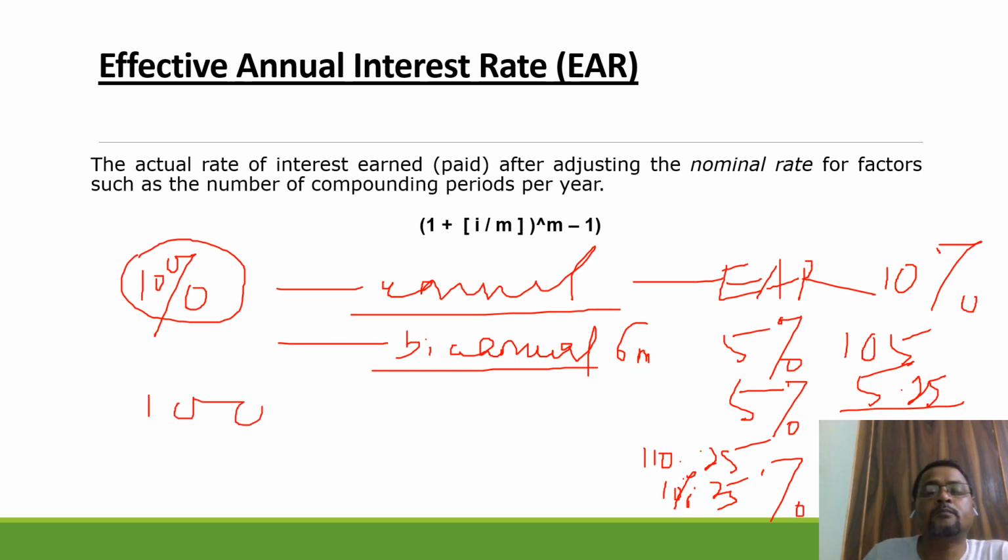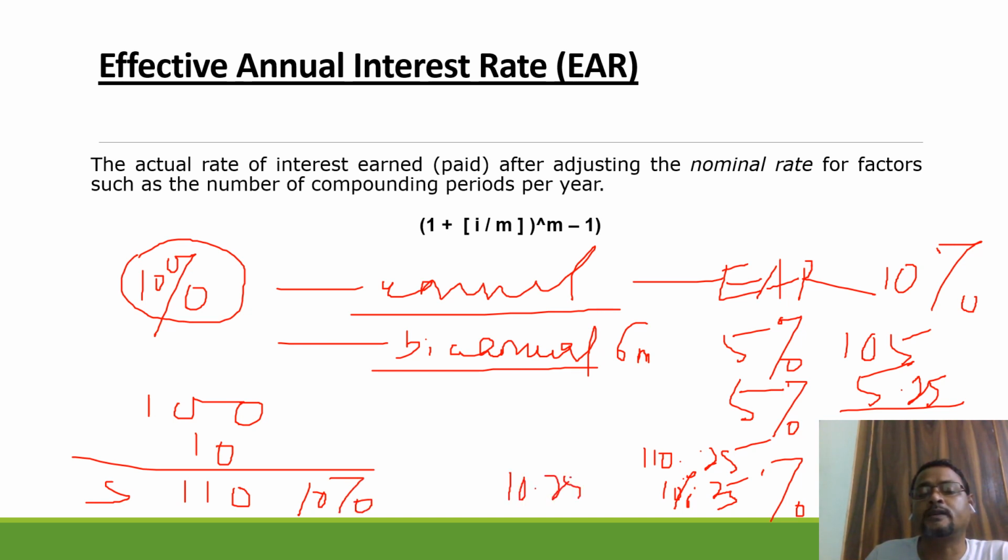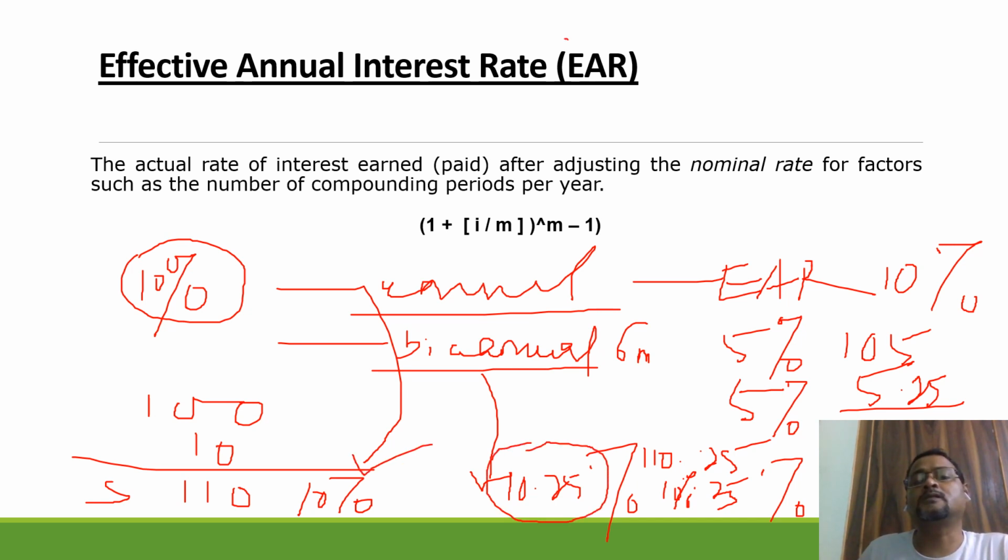But if you are compounding on 100 annually at 10%, you will get only 10. So your total amount of money after 1 year is 110. You get 10%. So if it is 6-monthly biannual compounding, you are getting 10.25. You can see, biannual compounding versus annual compounding, with biannual compounding your actual interest rate is higher. That is known as the effective interest rate.